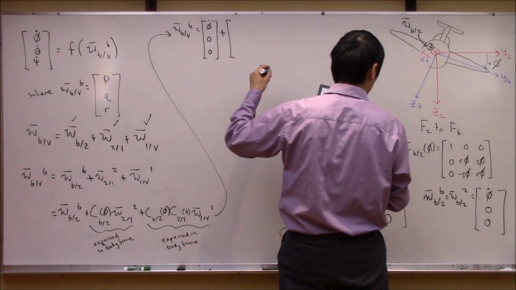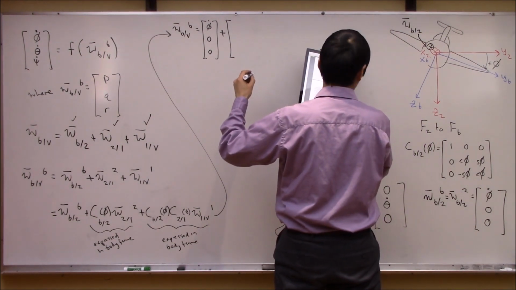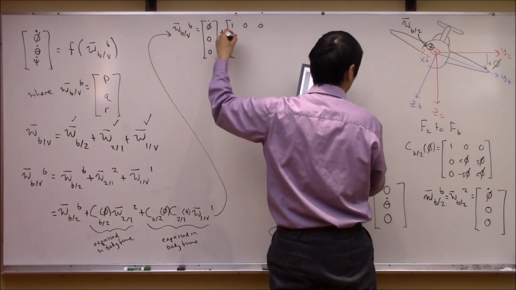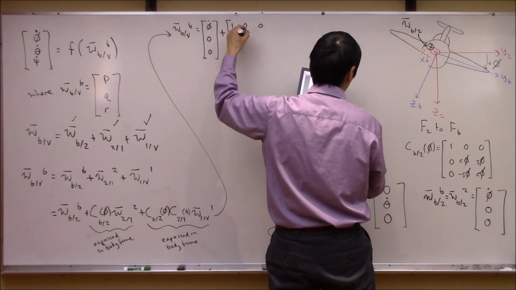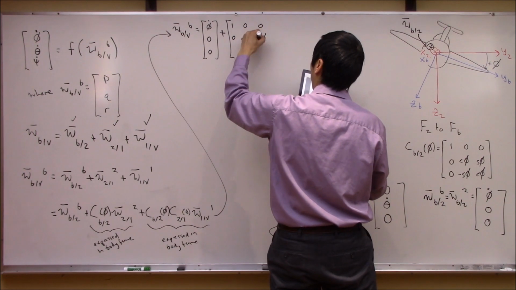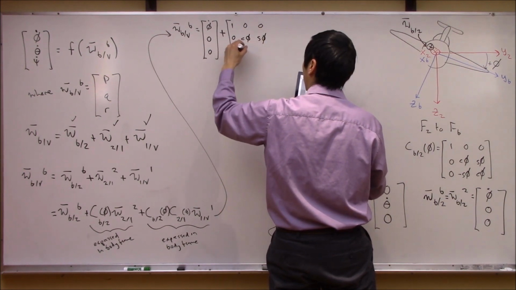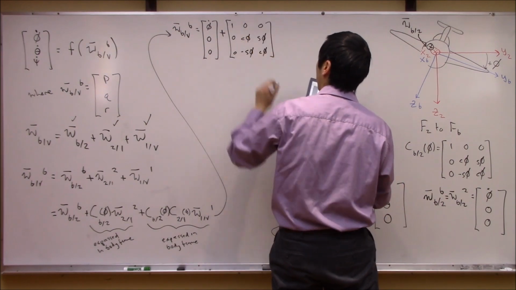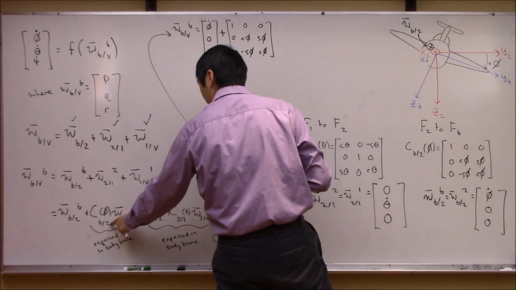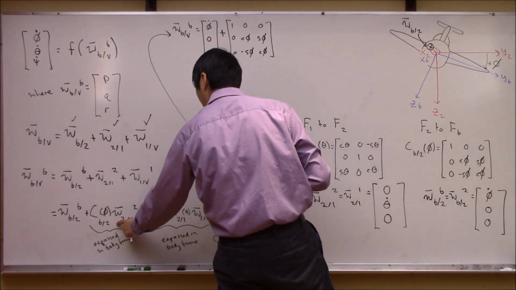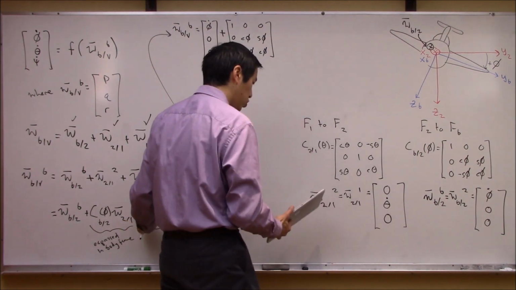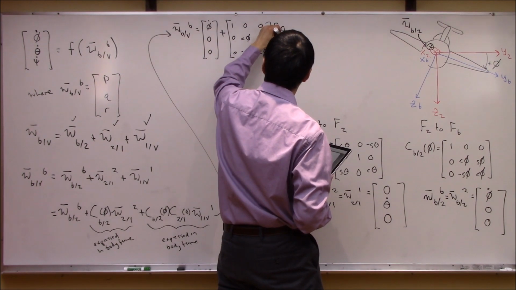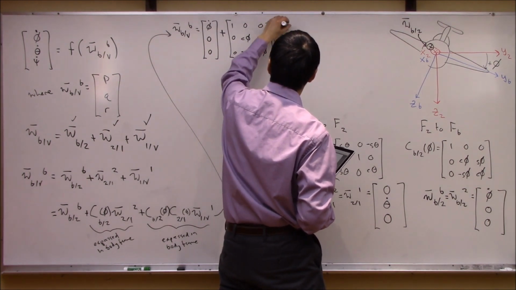So this is going to be, what is this? It's [1, 0, 0; 0, cosine phi, sine phi; 0, minus sine phi, cosine phi], right? See? That's that rotation matrix, right? Times omega 2, 1 expressed in the 2 frame. That's this guy right here, right? So this is times [0, theta dot, 0], right?